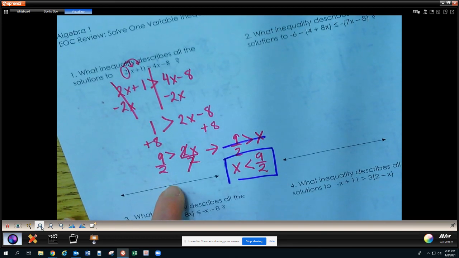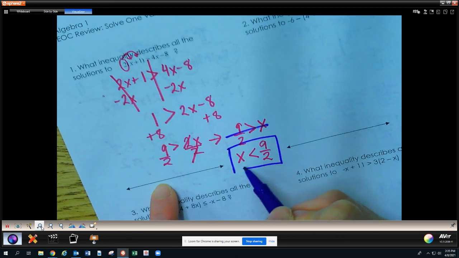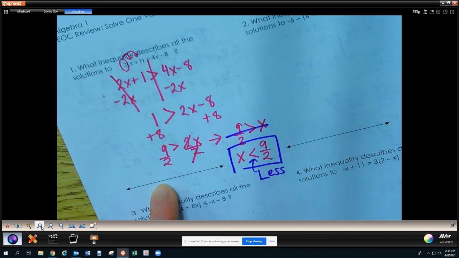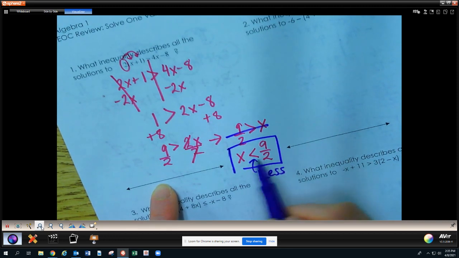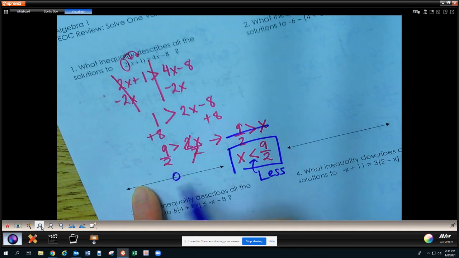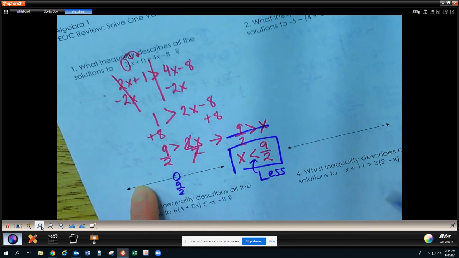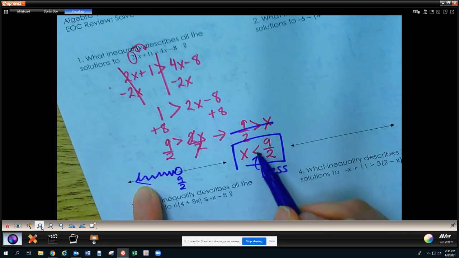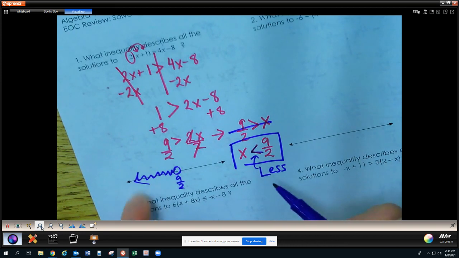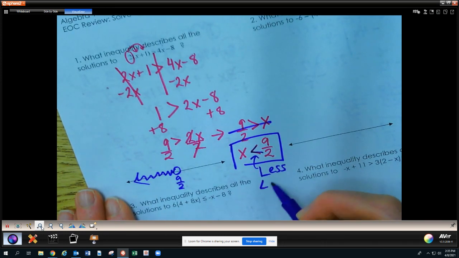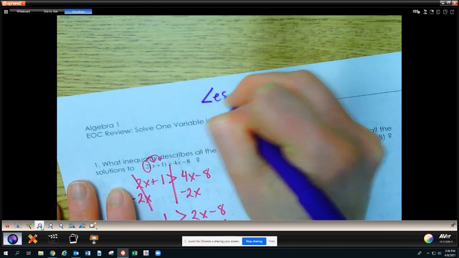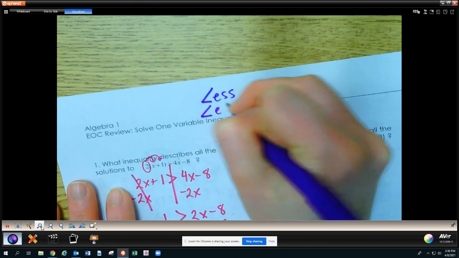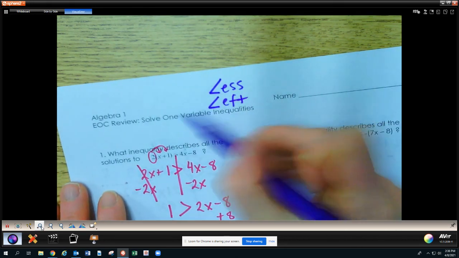Okay, so now that tells you which way to shade when you graph this. This says x is less than. If you stand up your sign and it makes an L, it's your less than. Because there's not a line underneath, I'm going to use an open circle for the 9/2. I'm going to shade to the left for less than. Okay, the sign makes an L, stands for less than, which also stands for left. Okay, and so I like to do a less than sign and write less, do a less than sign, write left. That's which way you shade, and it kind of points that way.